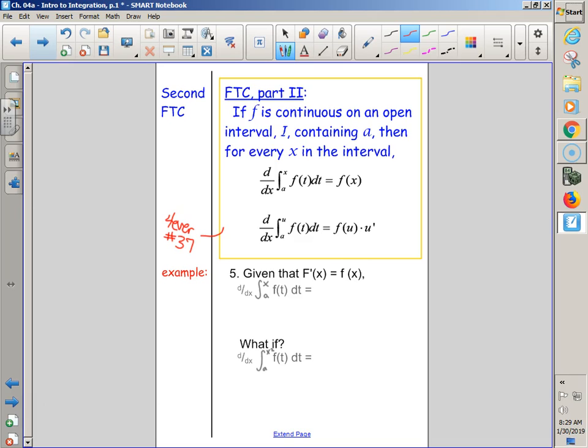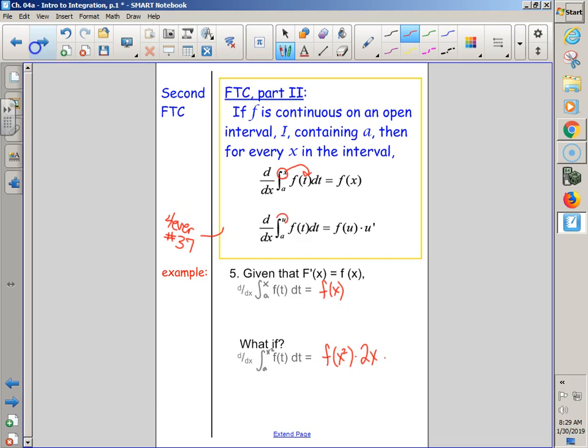It just ends up being itself. This is just going to end up being f of x, but this one's going to be f of x squared times 2x. Whoa, what's the difference? I thought you just cross off and plug in. You cross off and you plug in the variable if it's an x.